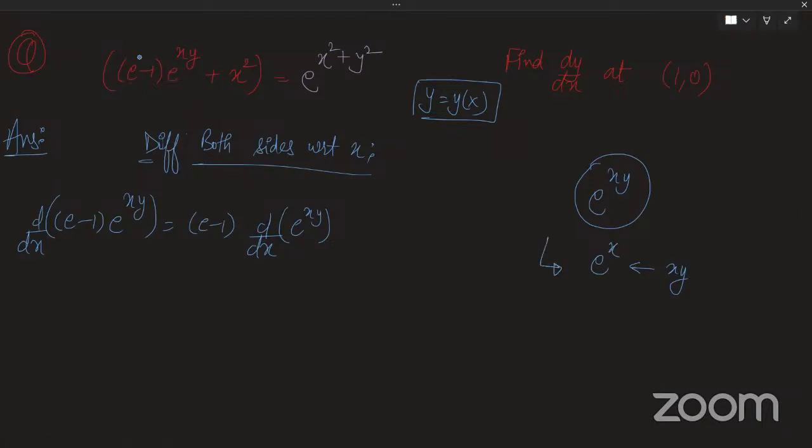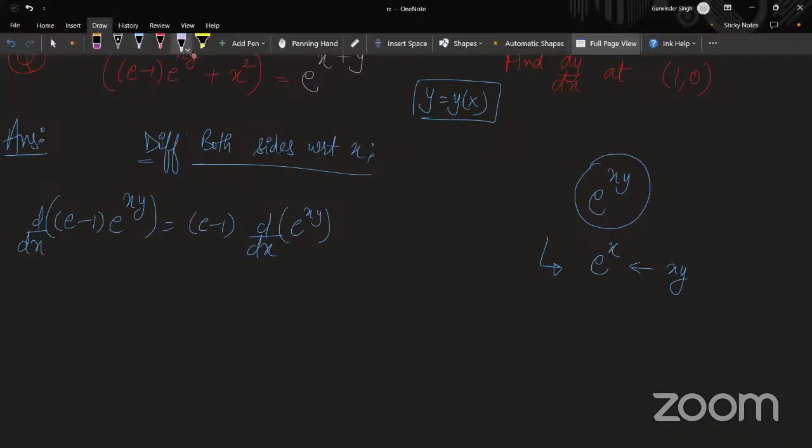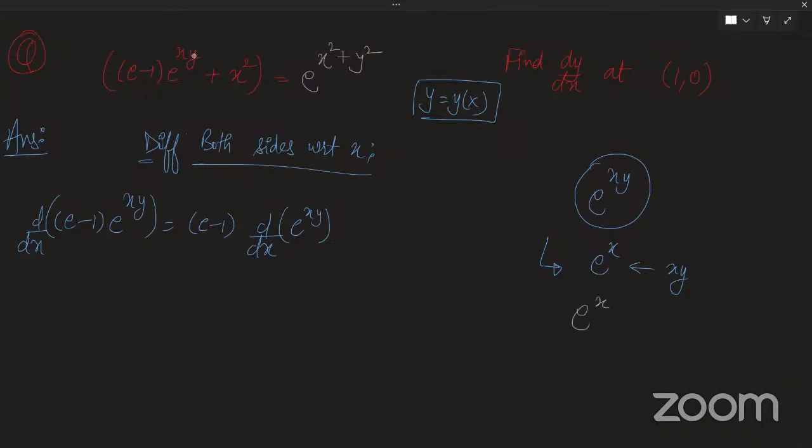So great. Inside e raised to x, you have got x into y. So you start from the outermost side. The first function that you get is e raised to x. You differentiate e raised to x, you get e raised to x. So what will be the first term that you write over here? e raised to xy, into dy by dx.